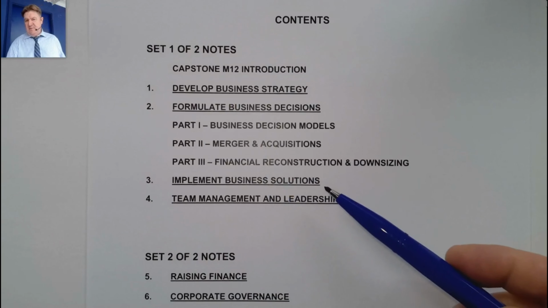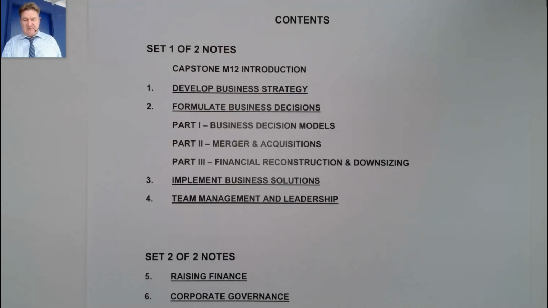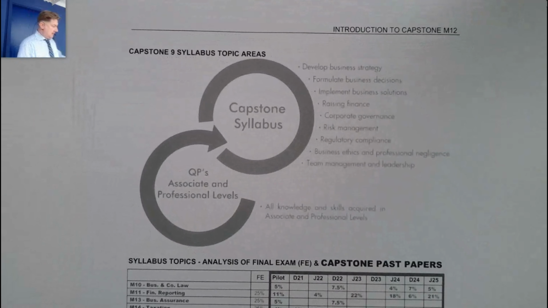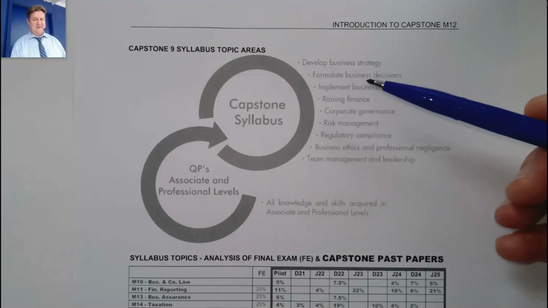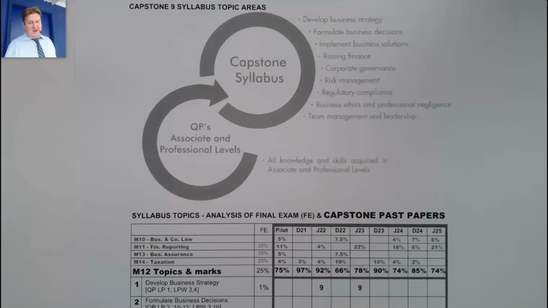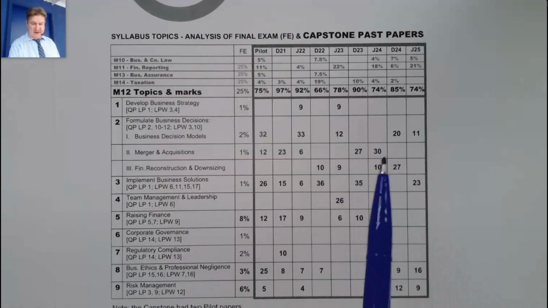Now for this short little brief demo lecture, I've chosen here topic 3. You'll see a little later on, this is quite a popular area, our implement business solutions. So during our introduction, what I then go into and introduce are the 9 syllabus topic areas. So as per HKICPA, this is our syllabus here, 9 areas, as well as what you've learned at the QP levels here as well.